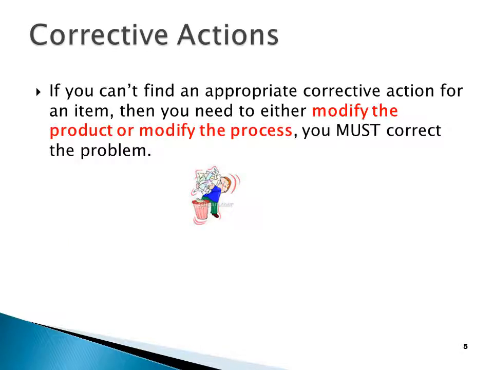If you can't find an appropriate corrective action for an item, then you need to either modify the product or modify the process. You must correct the problem. So in this case, maybe a larger can would be the issue, or maybe putting the can closer to where he collected all the trash. So if you have a problem, either modify the product, meaning get a different product. So for example, if you can't seem to get lettuce clean the way you're doing it, then change the product and maybe buy it pre-packaged from a company that does that for a living. That's all they do. Or modify the process, so maybe you wash the lettuce twice.